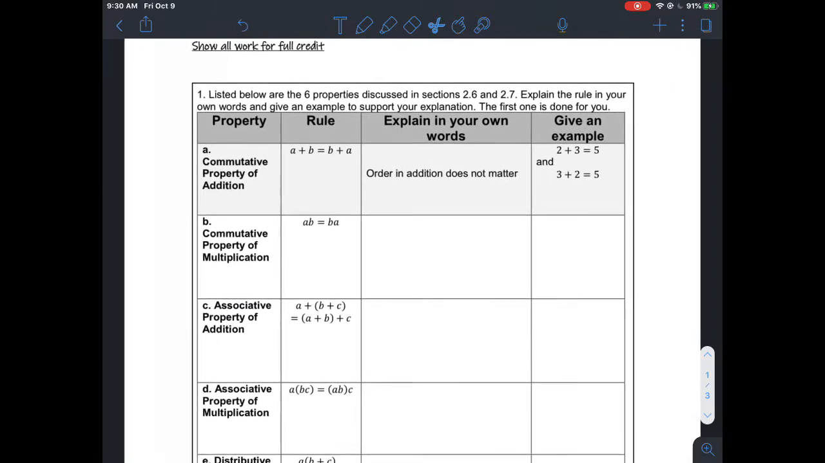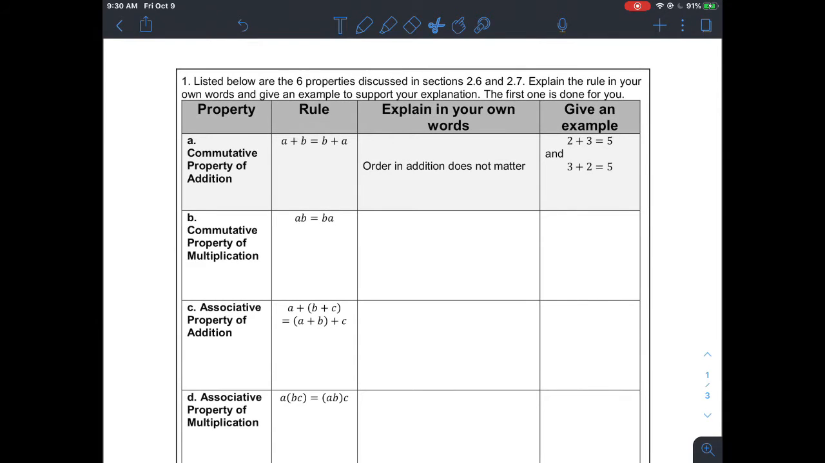So listed below are 6 pretty common properties, and they were discussed in sections 2.6 and 2.7. I want you to explain the rule in your own words and give an example to support your explanation. The first one's done for you to refer back to as an example.